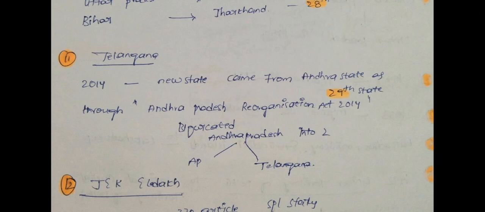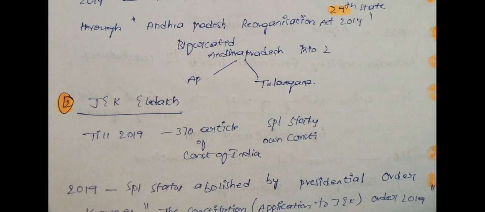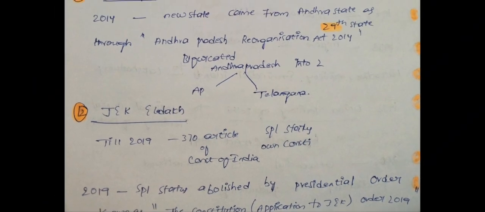Jammu and Kashmir and Ladakh. Till 2019, Jammu and Kashmir enjoyed Article 370 of the Indian Constitution. It gave special status to Jammu and Kashmir, which means it had its own constitution. In 2019, the special status of Jammu and Kashmir was abolished by presidential order. We can call this the Constitution (Application to Jammu and Kashmir) Order 2019. It abolished the special status of Jammu and Kashmir.